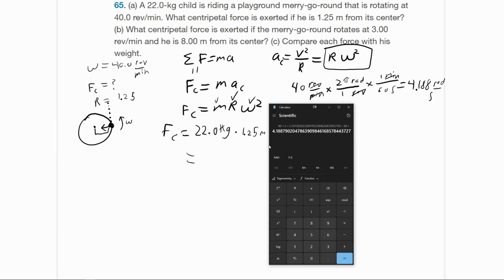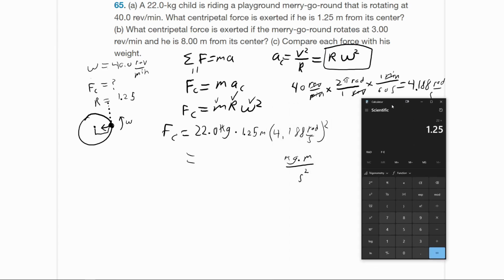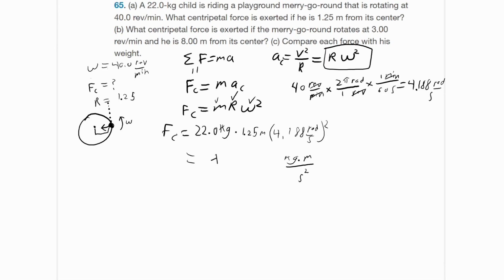22 times 1.25 times, and we'll just do 4.188 times 4.188 because that's what squared means. So that is 482, and now we'll round to 3 sig figs, so 482. So I'm getting 482 kilograms times meters divided by seconds squared, or in other words, 482 newtons as the answer to part A. So that is part A.